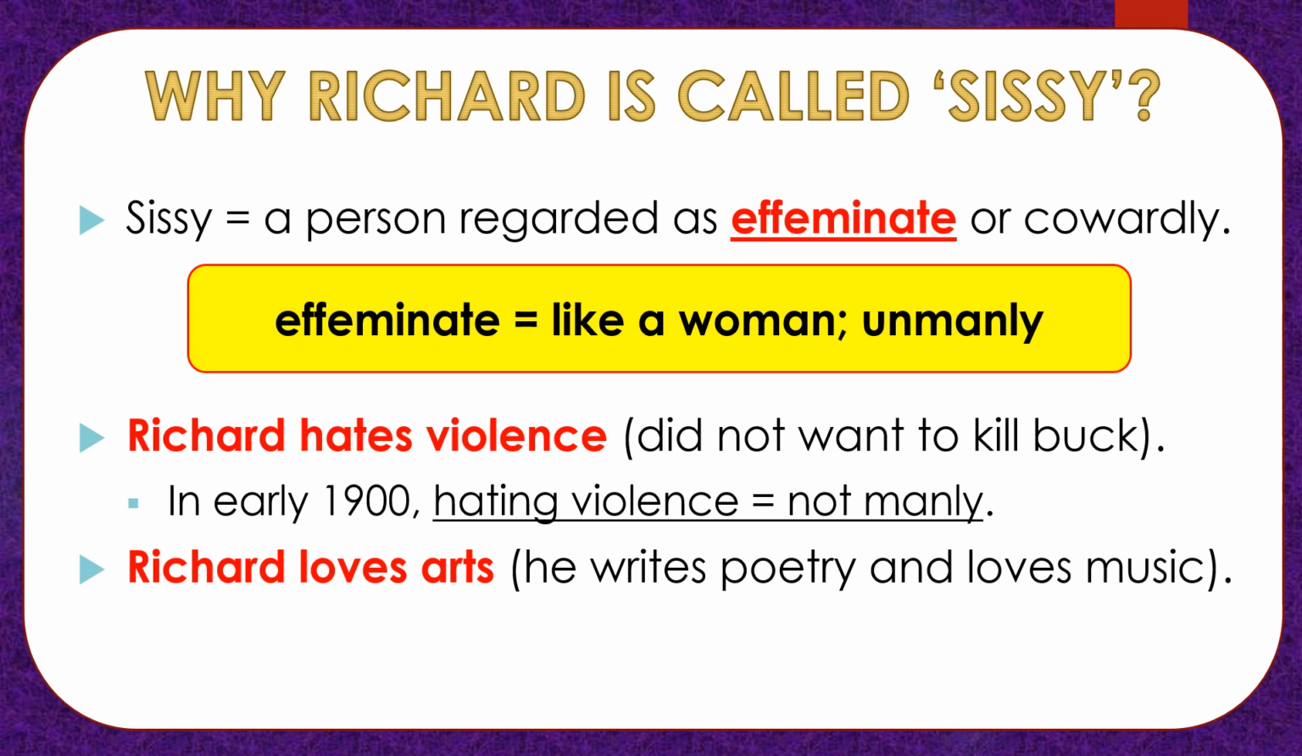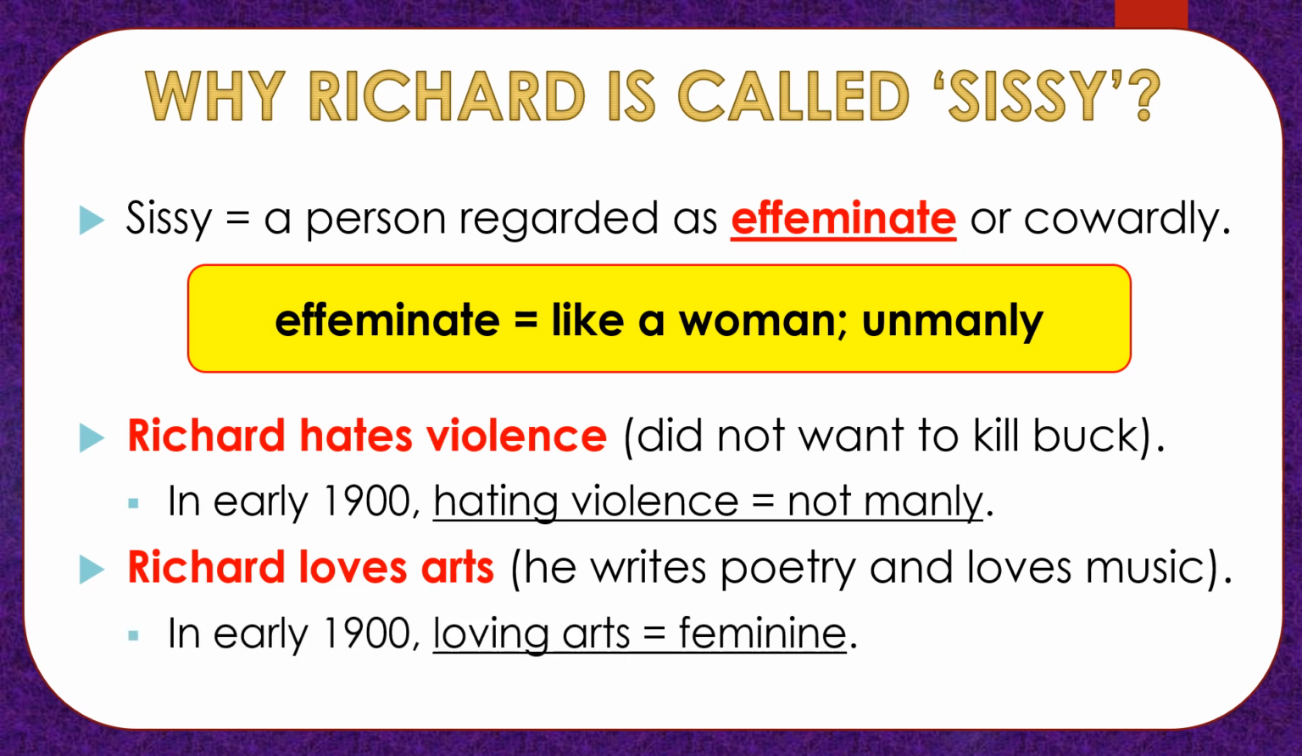But Richard is a guy and he does not only love poetry, but he also writes poetry. So, not only does he not like physical activities such as sports or killing bugs, he loves what women were supposed to do. Right? As I said earlier, loving arts means it's for women. So these are the reasons why Richard was called SISSY. Because he was different.